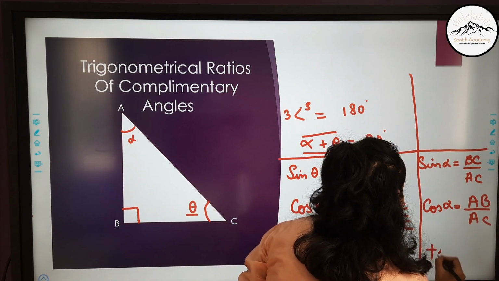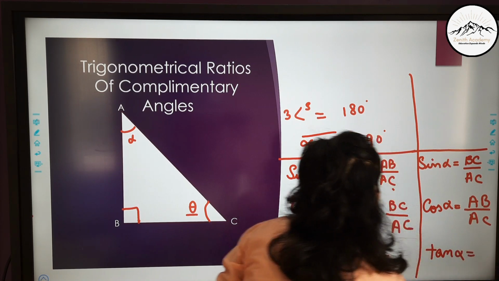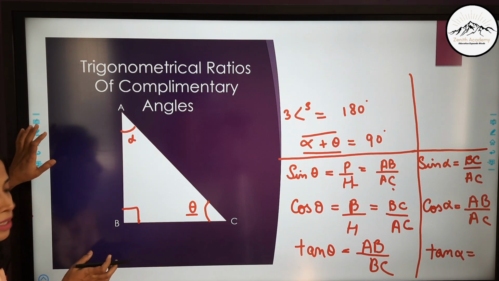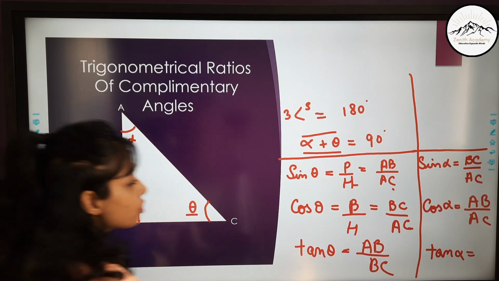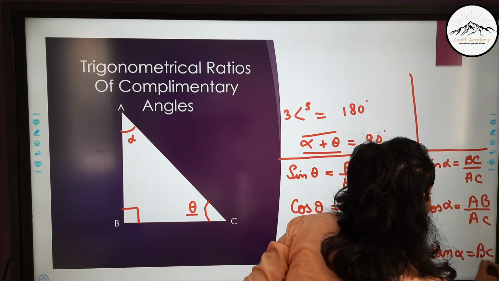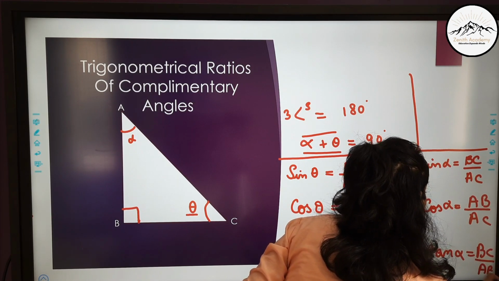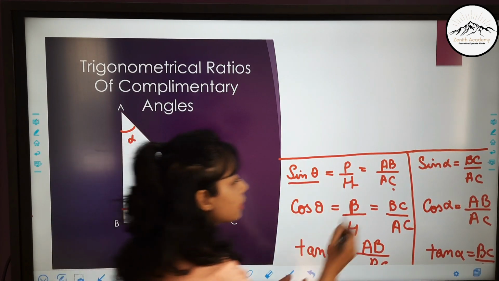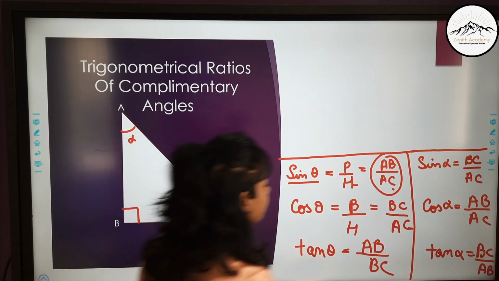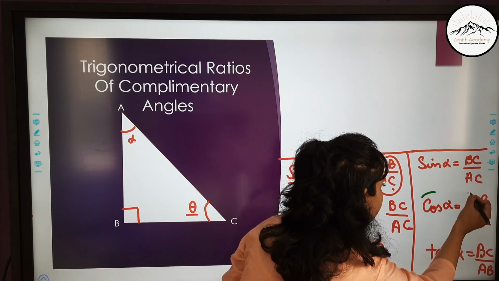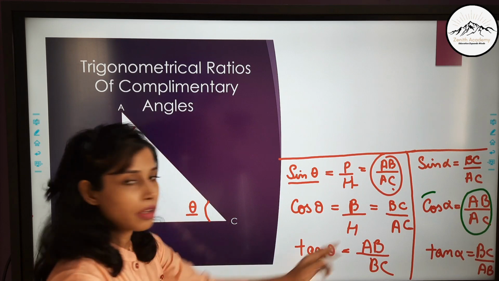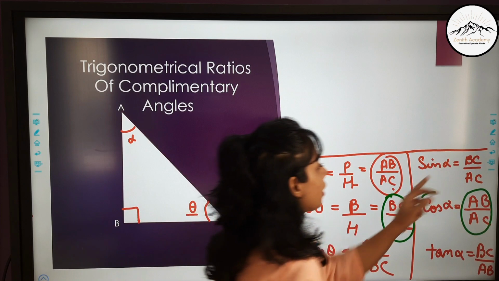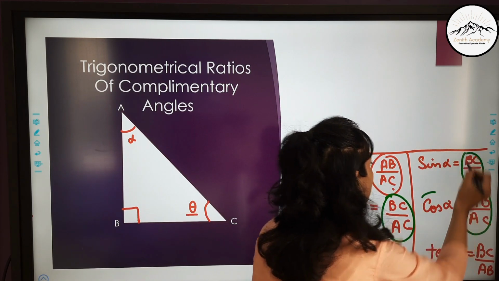And tan alpha is perpendicular upon base. So now here the perpendicular is BC and the base is AB. So BC upon AB. See clearly, sine theta is equal to AB upon AC. Here cos alpha is equal to AB upon AC. Right? Cos theta is BC upon AC, and here BC upon AC is equal to sine alpha.